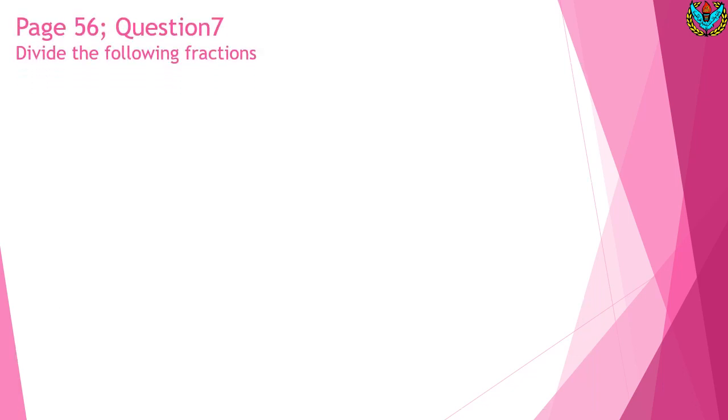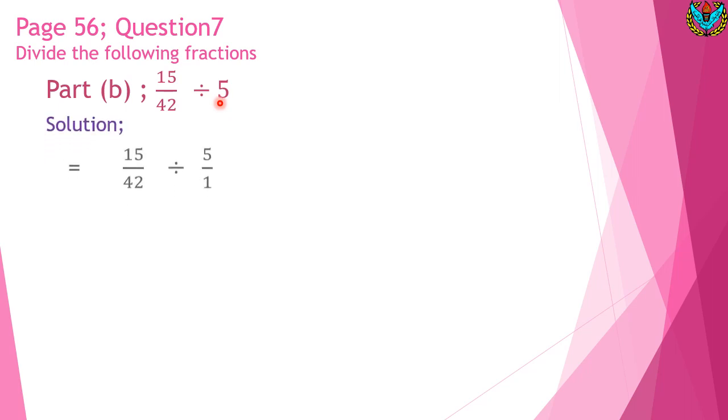Now open your page number 56 and look at question number 7. Divide the following fractions. Part B is 15 by 42 divided by 5. We can write this 5 in the form of fraction as 5 by 1.